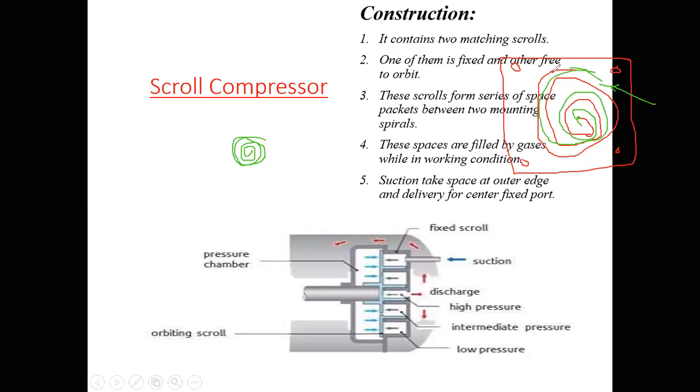As suction takes place, the air starts to pass through the area between these two spirals. As it flows toward the inward side of the spiral, the distance between the two spirals starts to decrease, and this enables the air to compress and rise in pressure. This is how the working takes place.